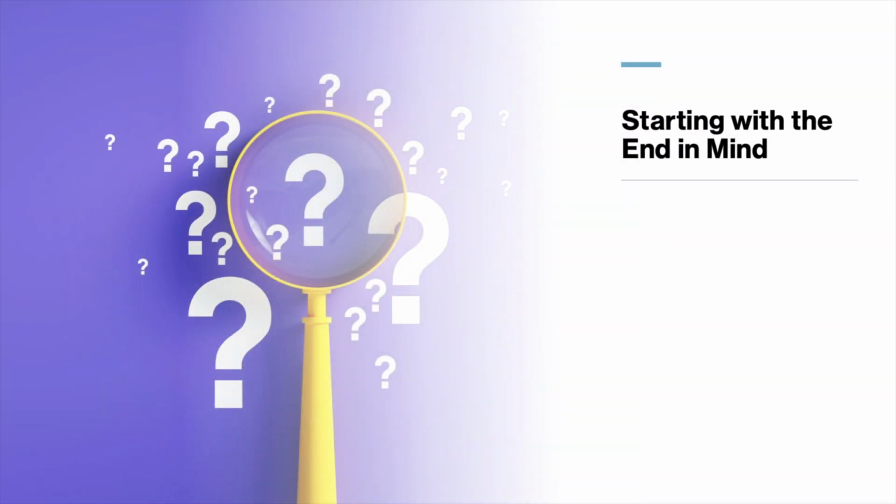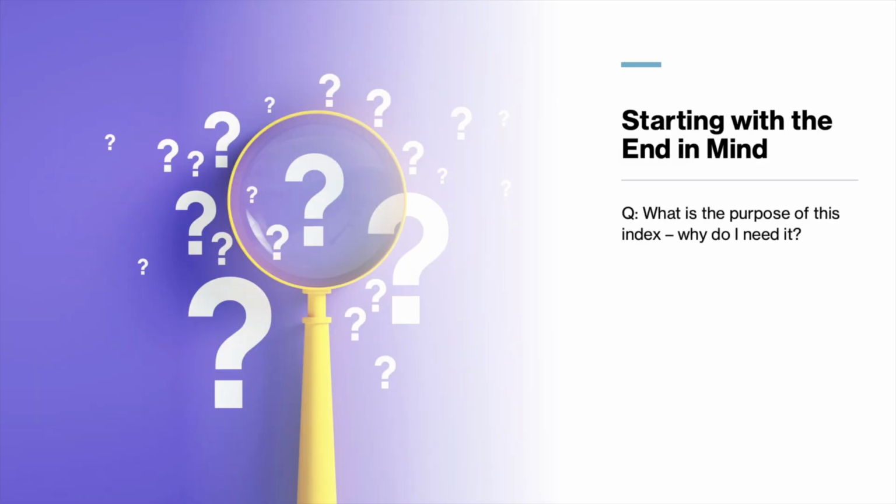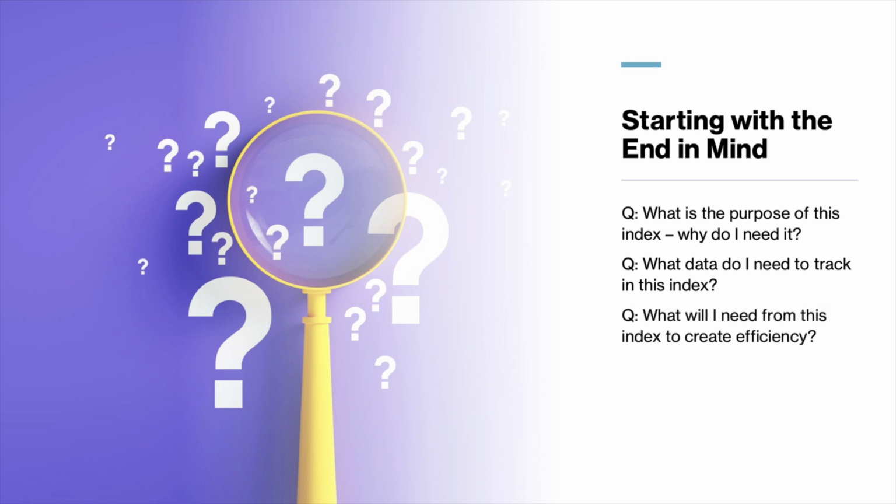And in order to do that, we have to ask ourselves some questions. What is the purpose of this index? Why do I need it? What data do I need to track in the index? And finally, what will I need from this index to create efficiency? Really, that's what I'm trying to do, is foster efficiency and get me there faster, get you there faster.